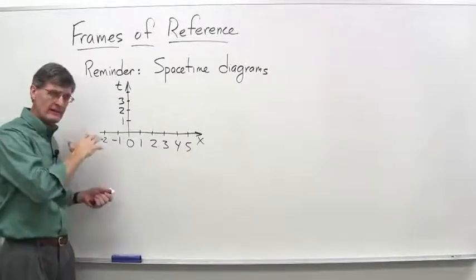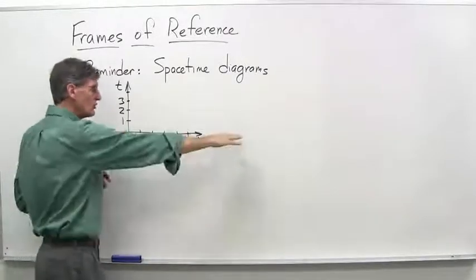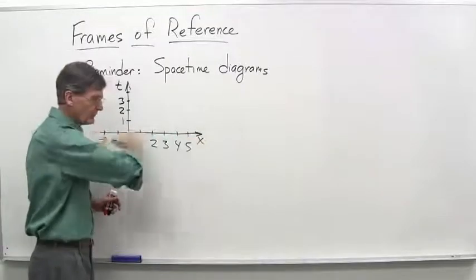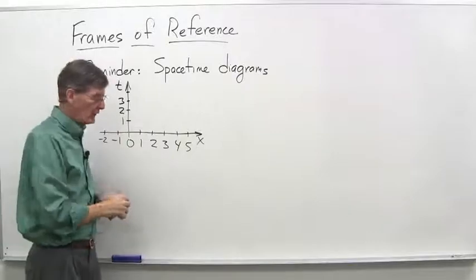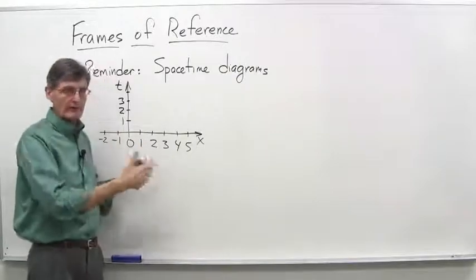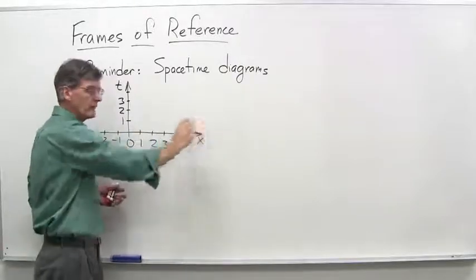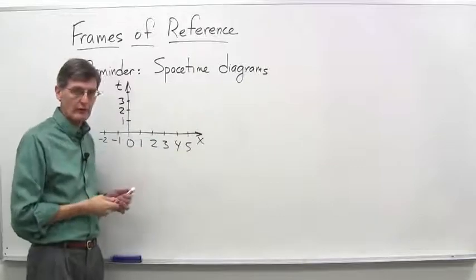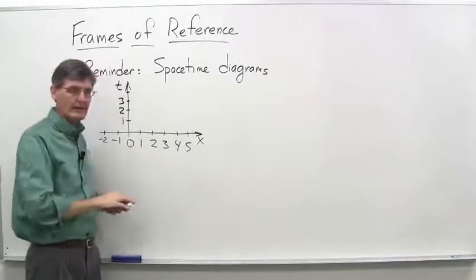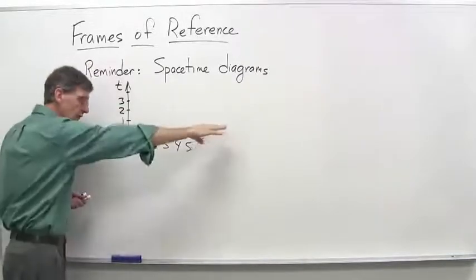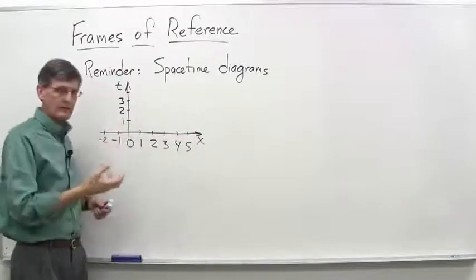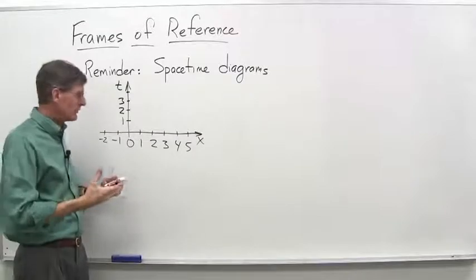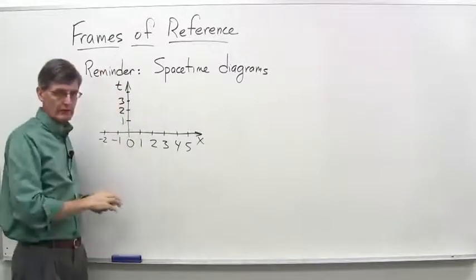So remember, the idea here is that we're just looking at motion along the x-axis, in one dimension, and we're recording certain events, perhaps flashes of light or just some moving object as it goes along. We're recording it at certain times and certain locations in the x direction, whether positive to the right or negative to the left. And then we had the idea of plotting this with time as a vertical axis.